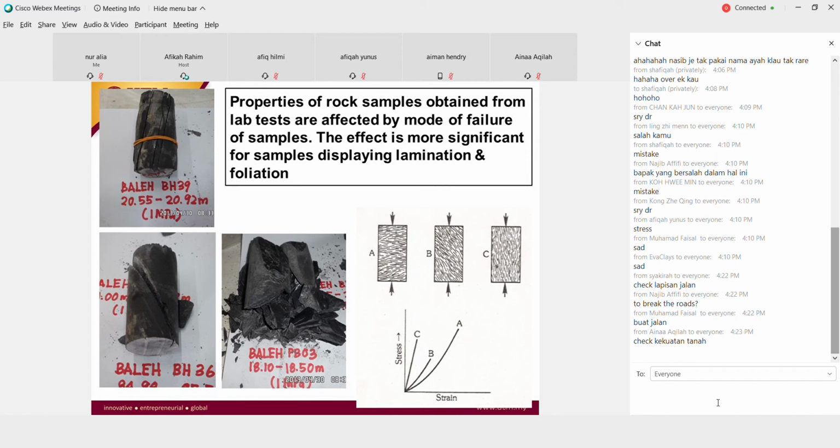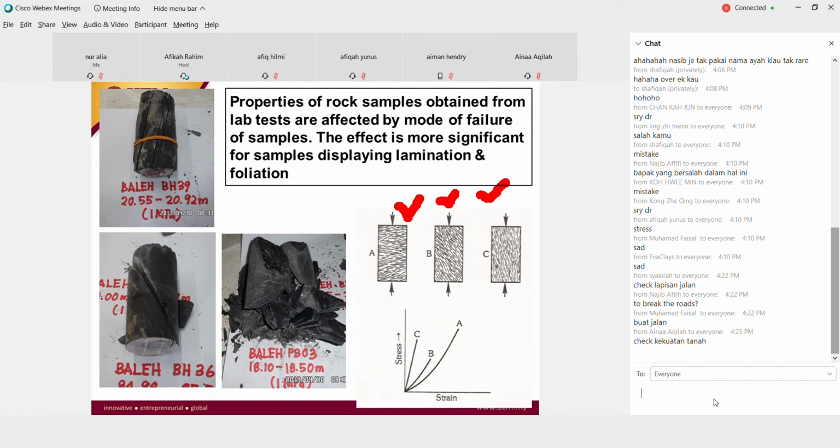And then this is an example of lab test results affected by the lamination and foliation. Can you see the difference between A, B, and C? You can see the difference. Here they say that the stress and strain for A is the best, because of course it's opposite to the direction. Then B is moderate, and C is the worst. We get a very small strength of rock.